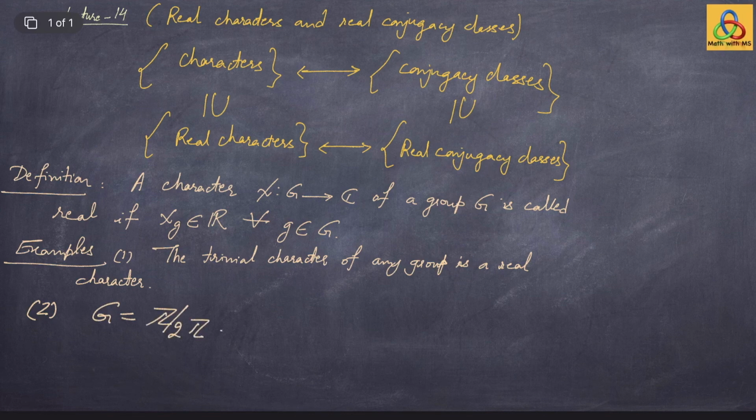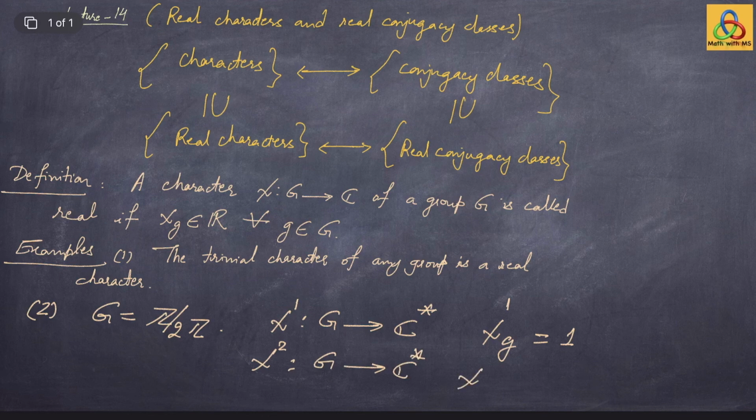Take G to be the cyclic group of order 2. Then we know that it has two distinct characters. I can list them down. Chi1 from G to C star: chi1 of any group element is just the complex number 1, and chi2 from G to C star: chi2 of 0 bar is 1, and chi2 of 1 bar is just set as -1. So all characters of the cyclic group of order 2 are real.